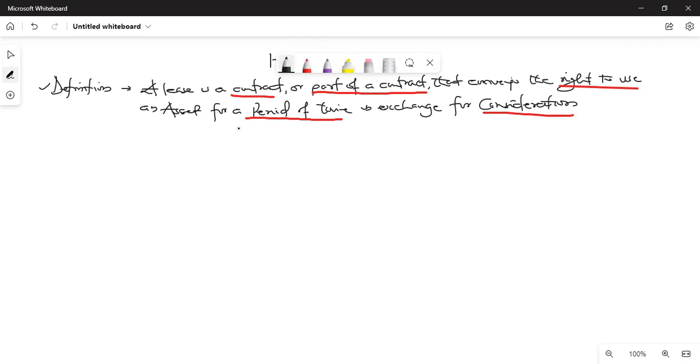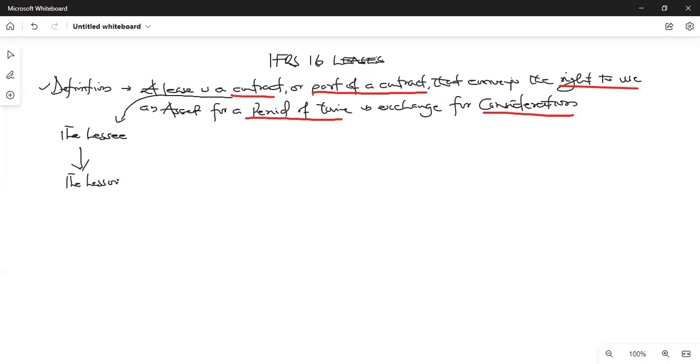Now, in every contract, there are two parties to the contract, all right? And here in terms of a lease, we have the two parties being the lessee, and the other party being the lessor. So these are the two main parties.